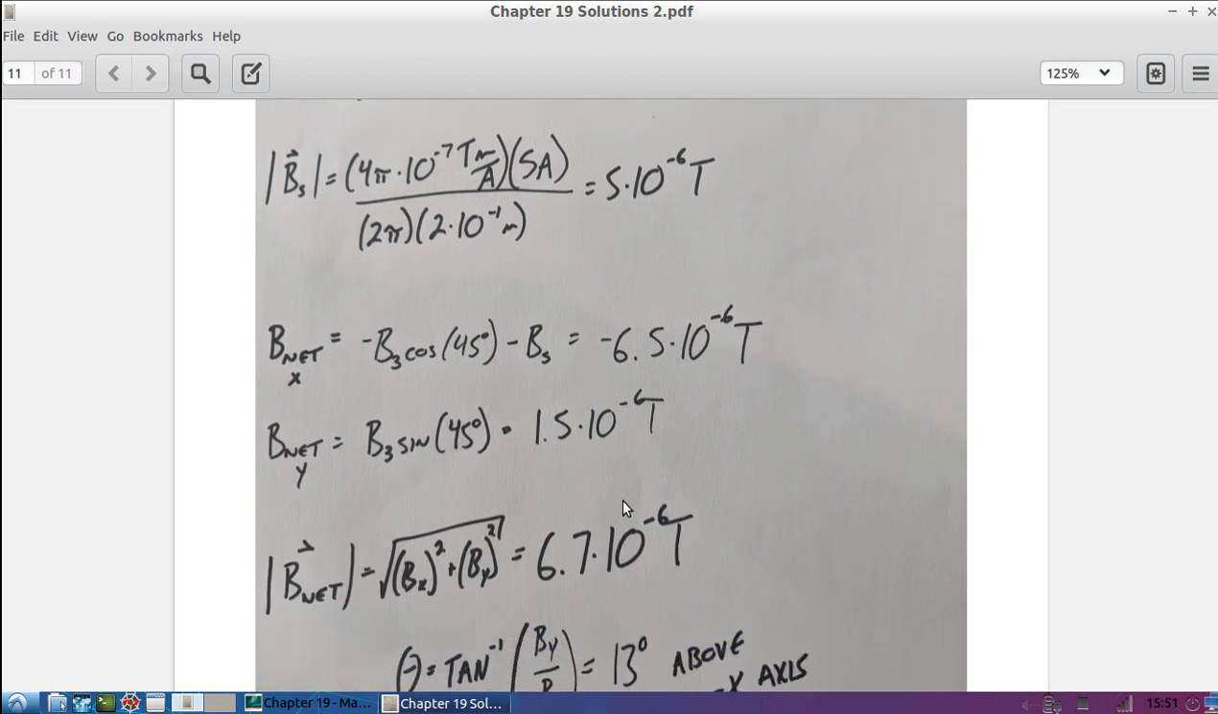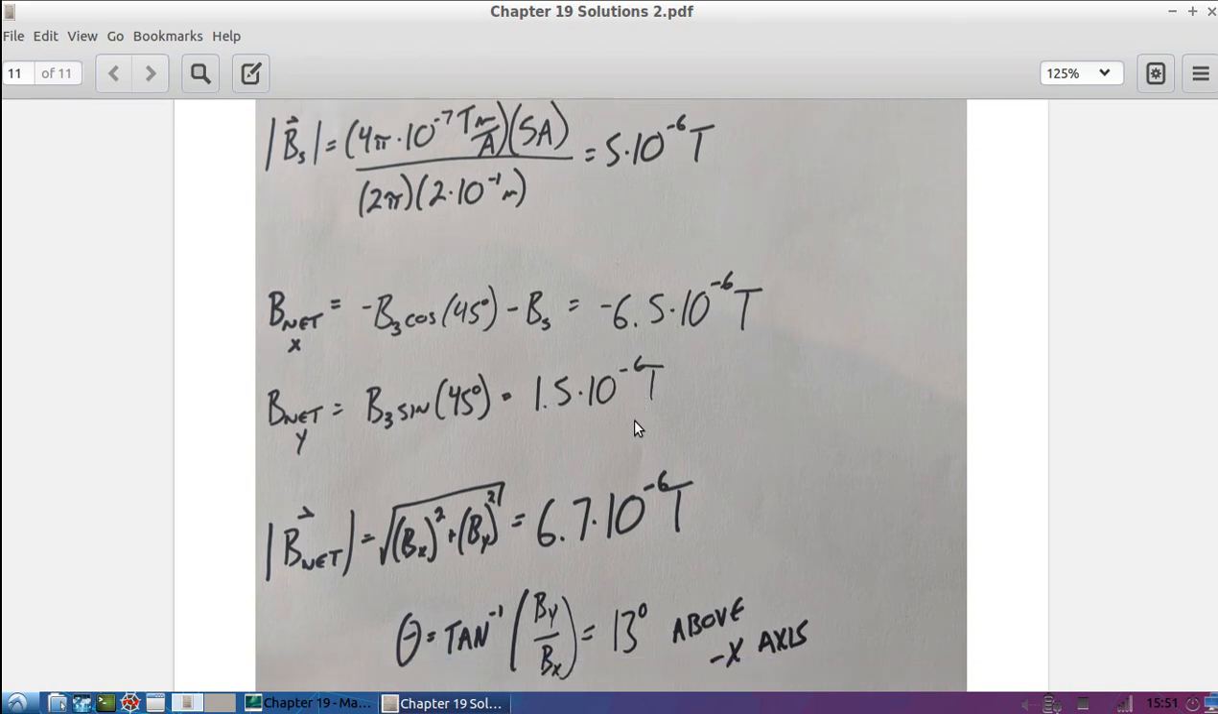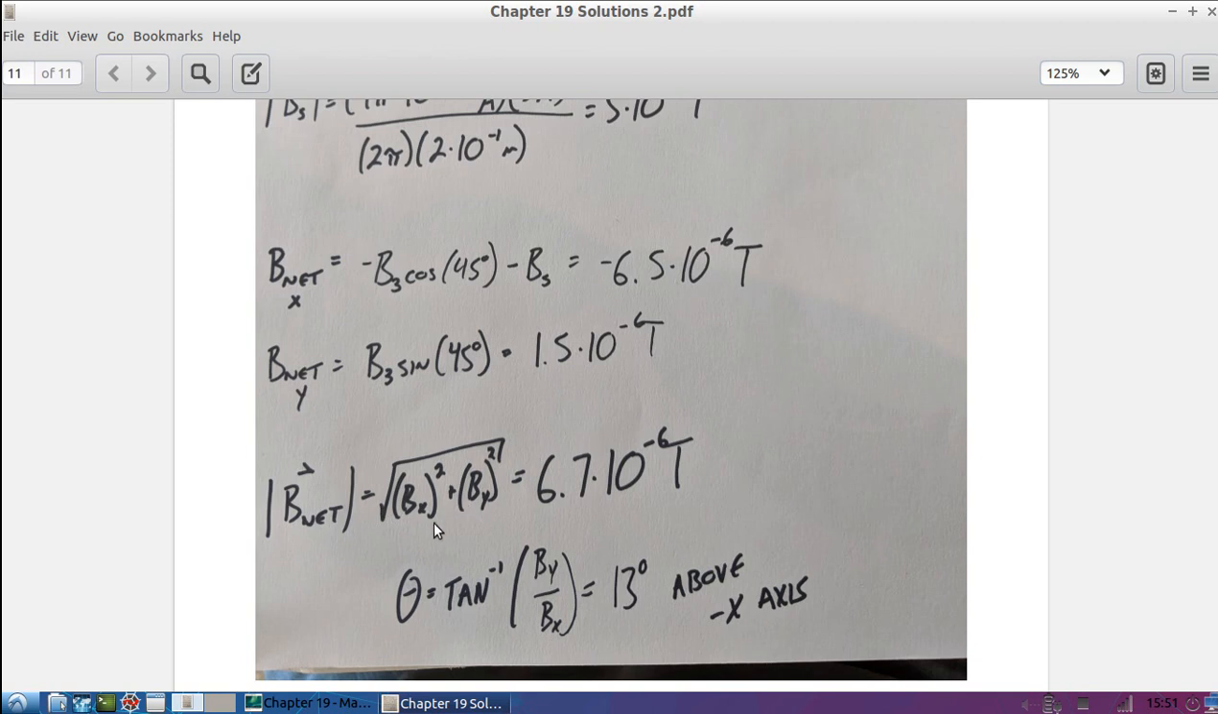B net in the y direction is just the y component of B3. B5 isn't acting in the y direction. So B3 times the sine of 45 is 1.5 times 10 to the negative 6 Tesla. So I have a net magnetic field in the x direction here and a net magnetic field in the y direction here. I'm looking for the magnitude. We use our Pythagorean theorem like we did for our vectors in the past. Bx squared plus By squared, the square root of all that, I get 6.7 times 10 to the negative 6 Tesla. So that's the magnitude of the net magnetic field.